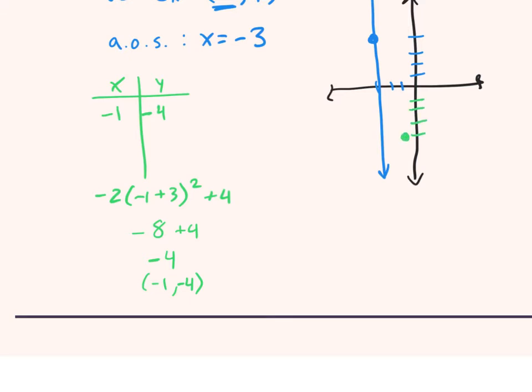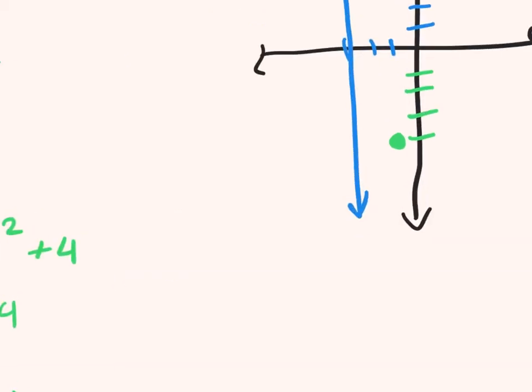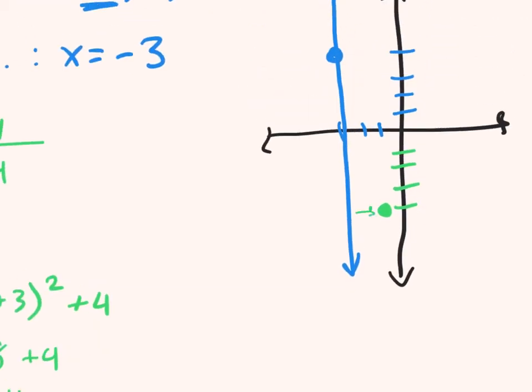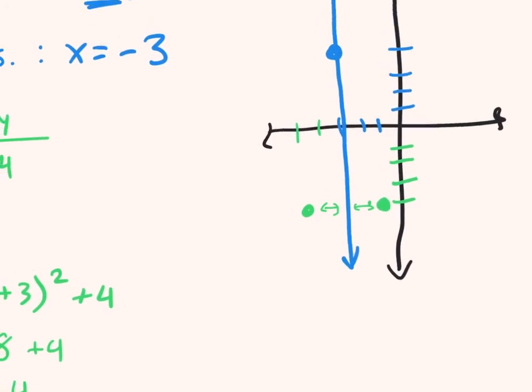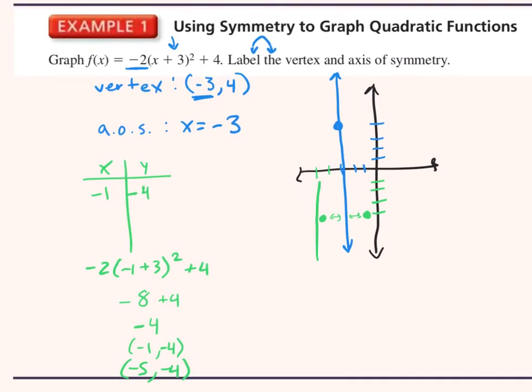Now we don't even need to plug in another point to find a point on our left side of our graph. What does another point have to be? -5 and -4. Perfect. Since we're 2 spaces away from our axis of symmetry on the right side, we need to be 2 spaces away on the left side. And since we're already at -3, we just go 2 more spaces to -5, and then we just have to stay at the same height as -4. So once we have our 3 points, we just connect them with our parabola.